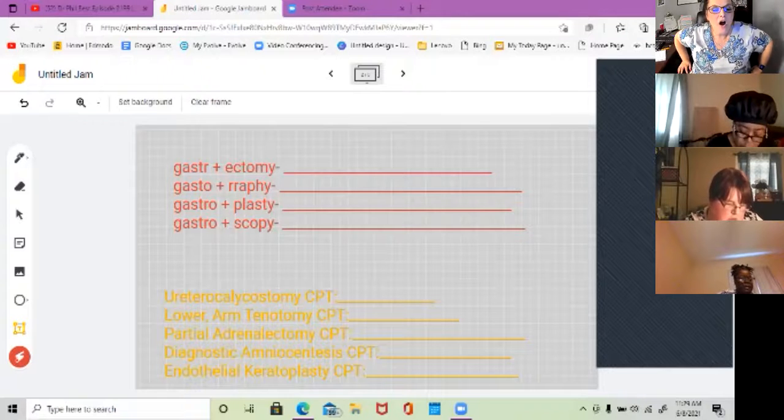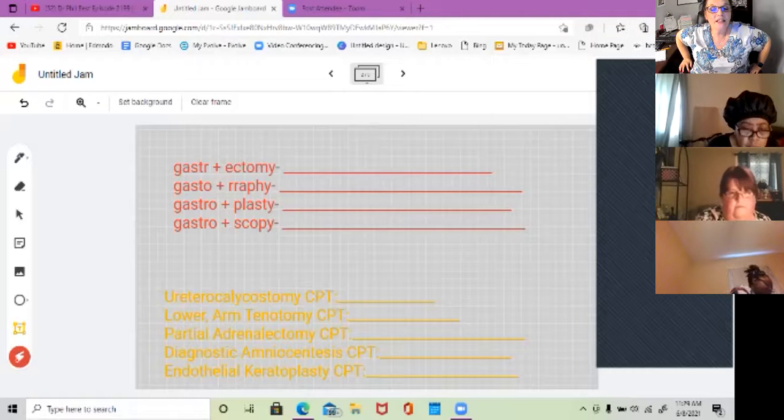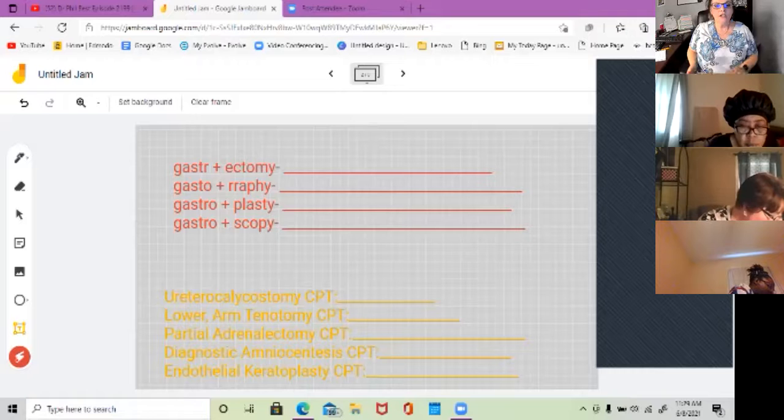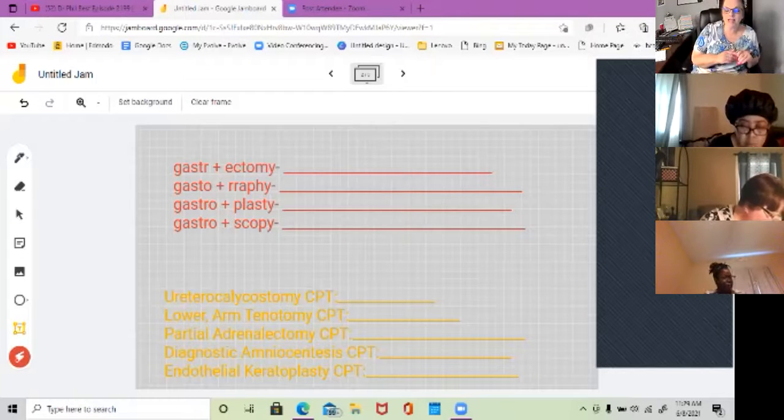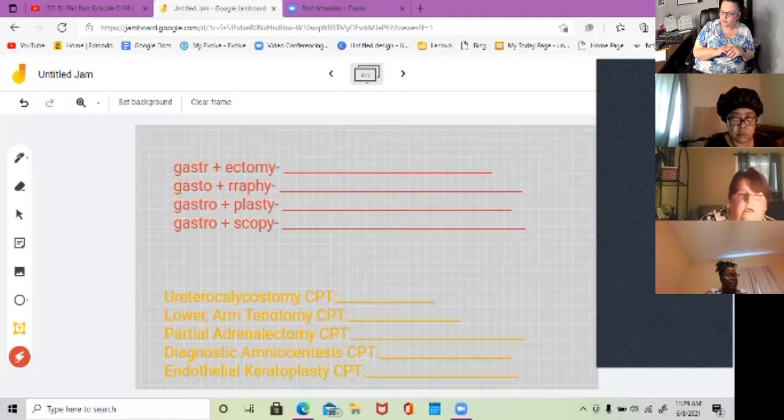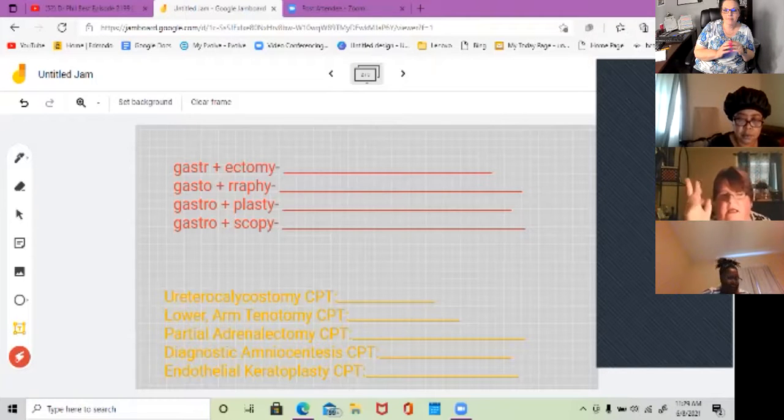All right. Our next one is endothelial keratoplasty. So who wants to tell me what the main term is and which term we need to look up first? Keratoplasty. Is it kerato? Keratoplasty, yes, that's what we're going to do.